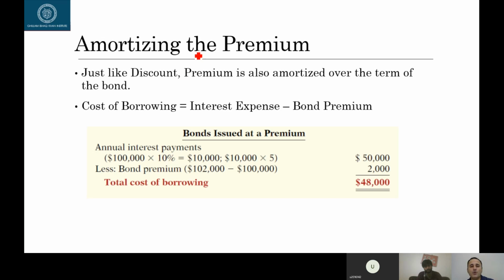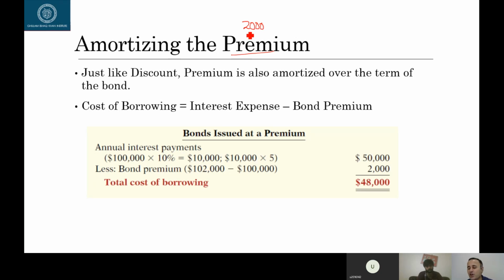Now, how do you amortize a premium? Just like amortizing the discount, we have to distribute this premium over a period of 5 years. Why 5 years, and why distribution? The reason is that I earned this $2,000 premium on an instrument. This is a technical word: I'm using instrument for bond. It's a financial instrument, an investment instrument.